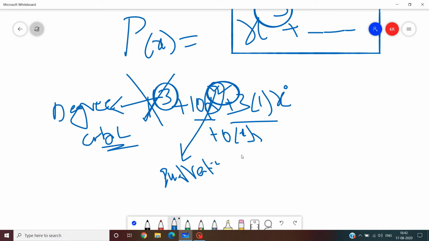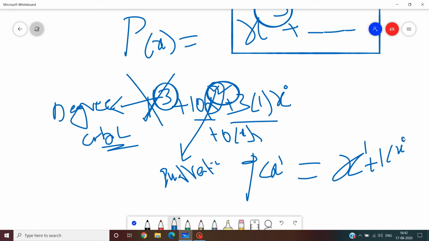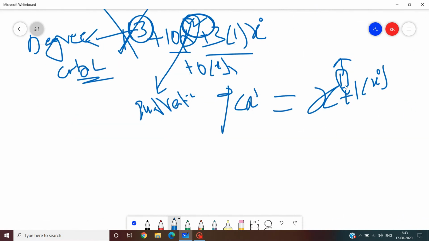If I want to have only a single one, please see p of x, the polynomial function, it has x plus 1. Okay, so this has the highest power of 1, and this is x power 0 into 1. So it has the highest degree of 1. This will be the degree of the polynomial. So if the degree of the polynomial is 1, then it will be a linear equation.